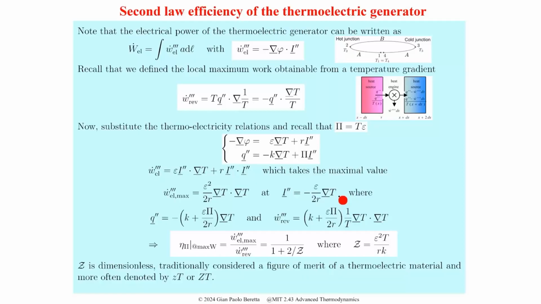And so we take this, substitute in the expression for the Q, and obtain, therefore, the maximum reversible work. So at maximum power, the ratio of these to that, you see they both depend on the square of the gradient. So they disappear. This cancels with that. And you're left with just a ratio of coefficients where this parameter of merit appears, this Z.